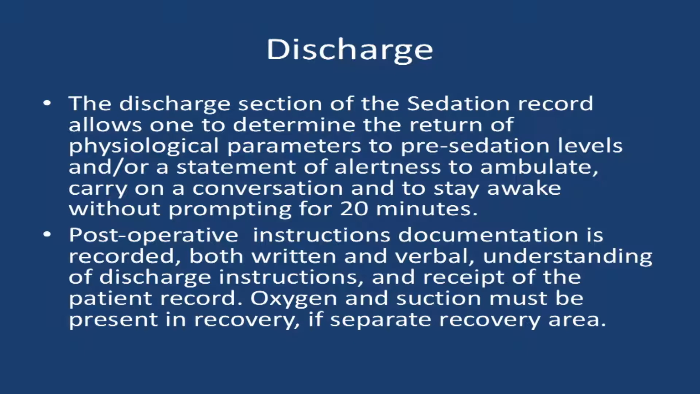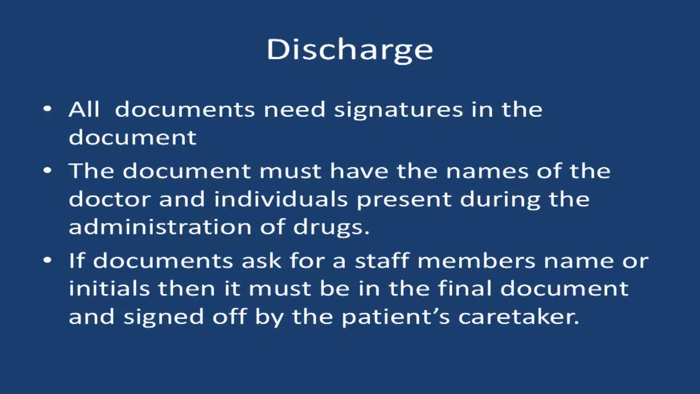Discharge. The discharge section of the sedation record allows one to determine the return of physiologic parameters to the pre-sedation levels, and/or a statement of alertness to ambulate, carry on a conversation, and to stay awake without prompting for 20 minutes. Post-operative instructions documentation is recorded, both written and verbal, understanding of discharge instructions, and receipt of the patient record. Oxygen and suction must be present in the recovery area if a separate recovery area is necessary. All documents in the discharge need signatures in the document.